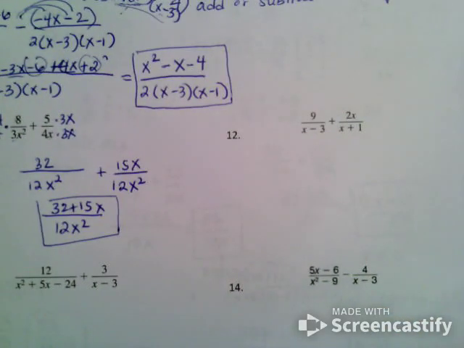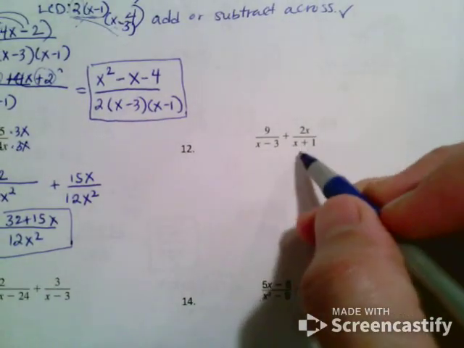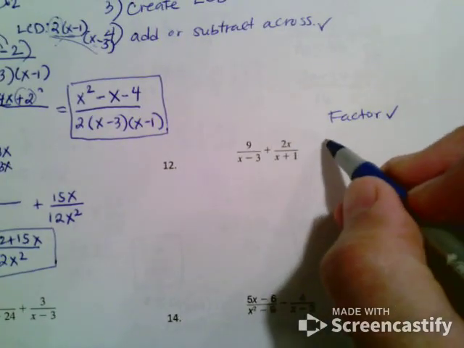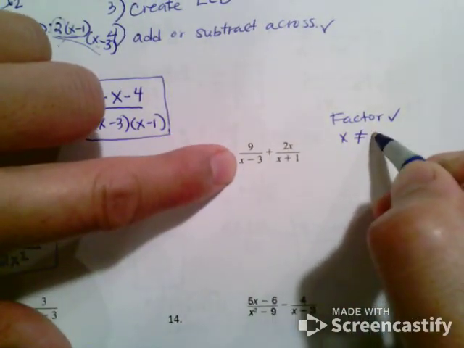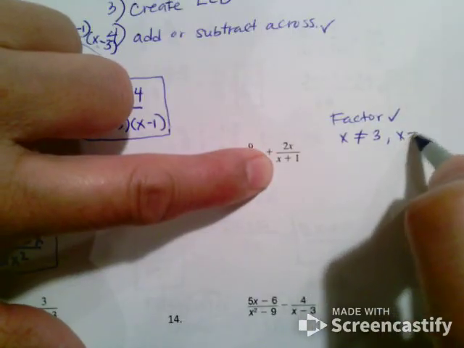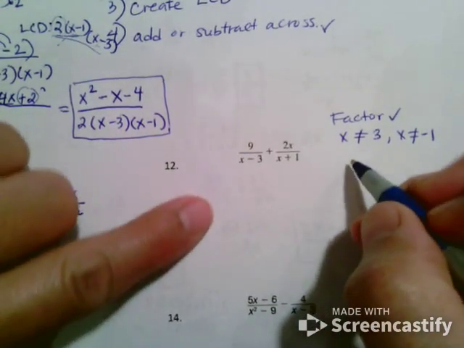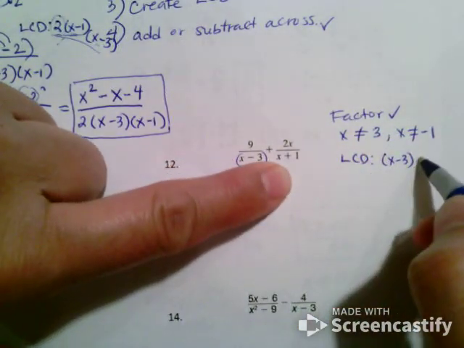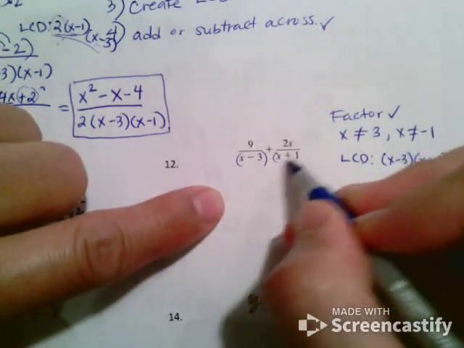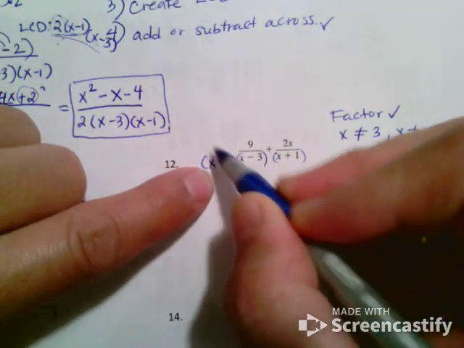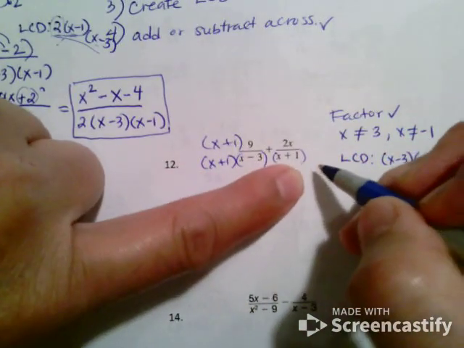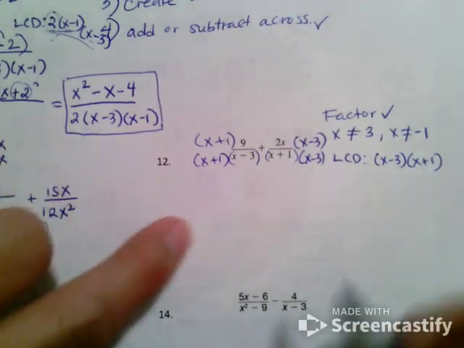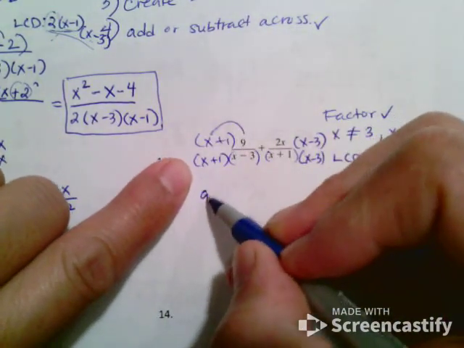Okay, we'll take a look at this one. Okay, so already factored. So it's already factored. Two restrictions, so x cannot be 3, and x cannot be -1. The LCD is x minus 3 and x plus 1. So this one's missing the x plus 1, and then this one's missing the x minus 3. Okay, then we want to multiply everything out.